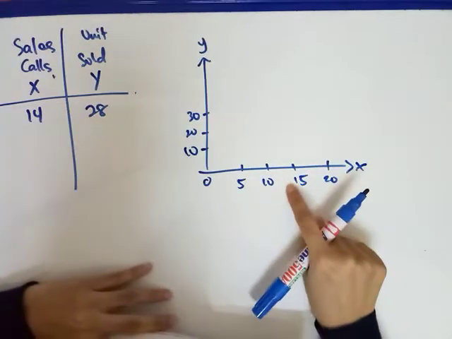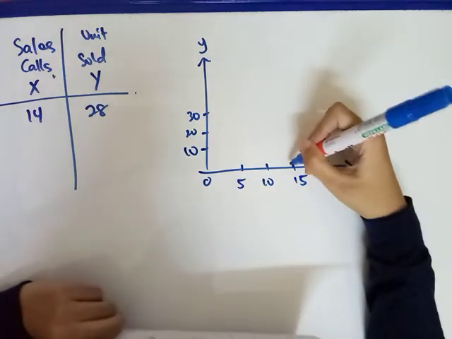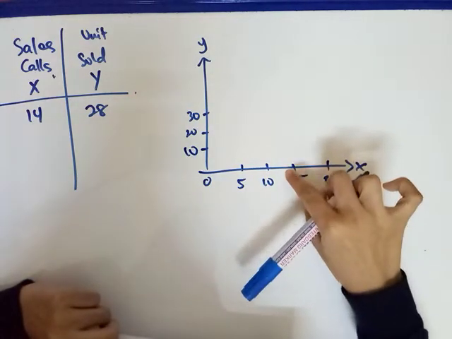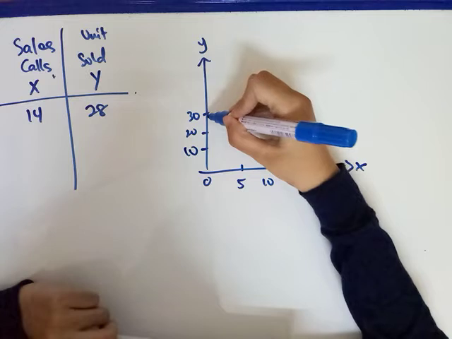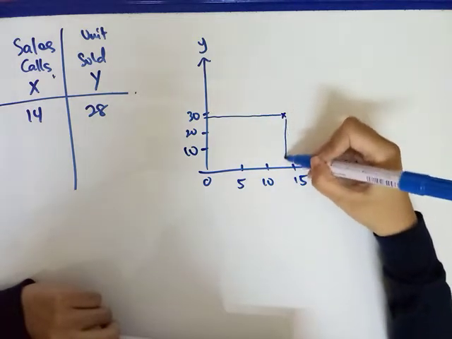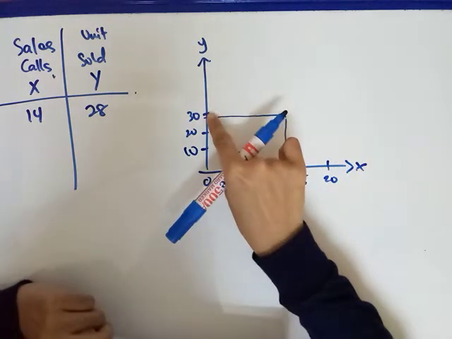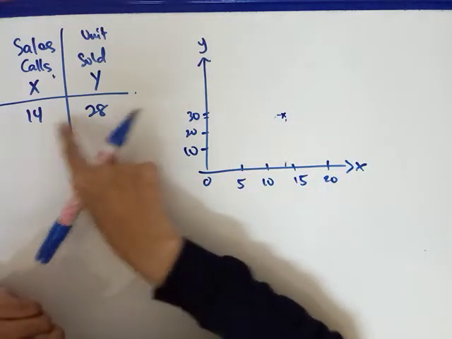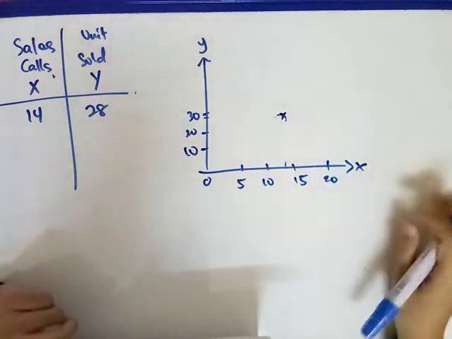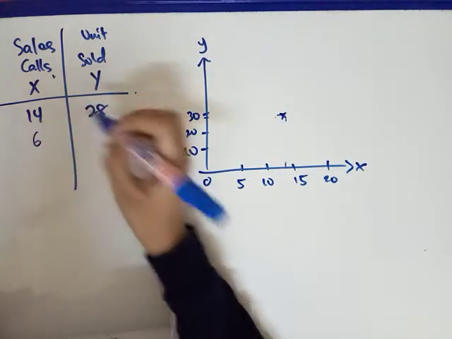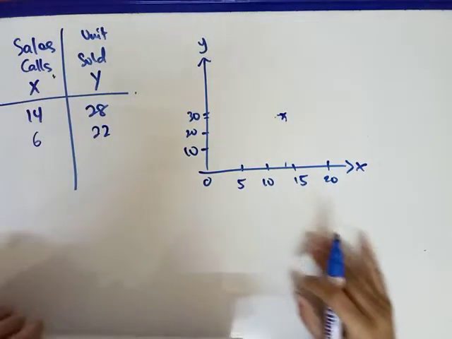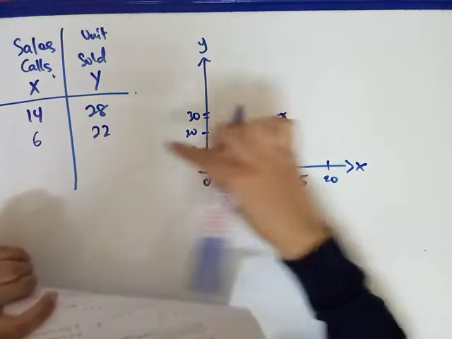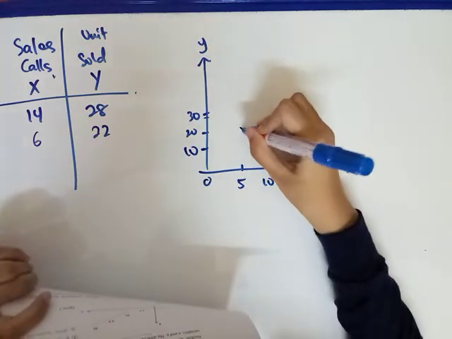For example, when X is 14, Y is 28. X 14 kat mana? Kat sini. Agak-agak je. Okay, yang ni saya tunjuk contoh. X 14 kat sini, and then Y is 28. Yang garis-garis ni tak payahlah buat. That means awak mark saja. When X is 14, Y is 28, mark kat sini. For example, when X is 6, Y is 22. 6 kat mana? 6 kat sini, for X. For Y is 22, awak mark dekat sini, atas sikit daripada 20.